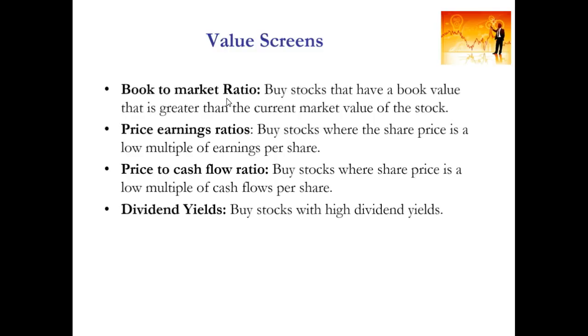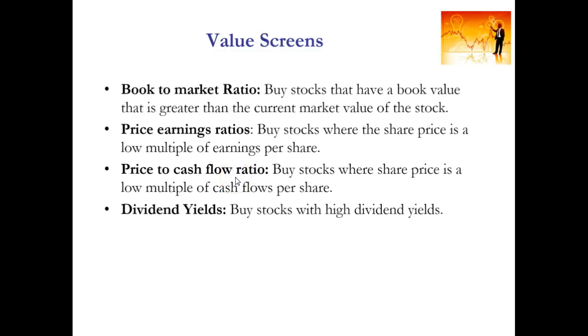So a firm with a high book-to-market ratio would be seen as a cheap stock that one should buy. Price-earnings ratio, we mentioned before. Price-earnings ratio is the ratio of share price to earnings per share, or it's the multiple of current earnings that you have to pay to buy that stock. Hence, a low price-earnings multiple would imply a cheaper stock or a value stock.